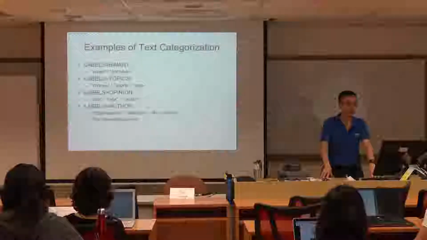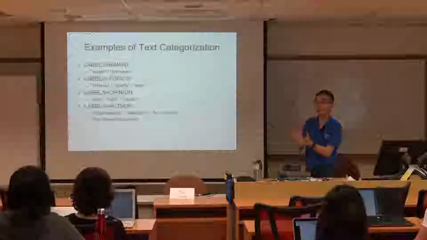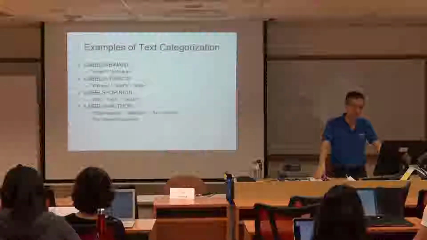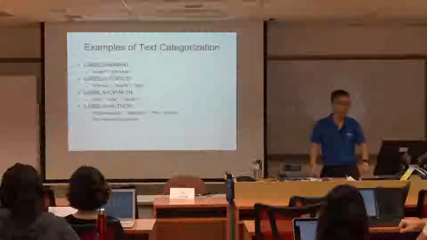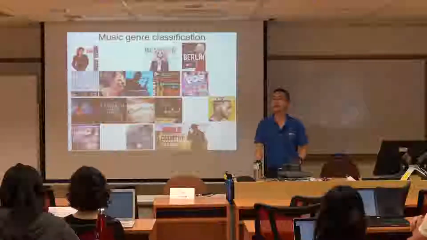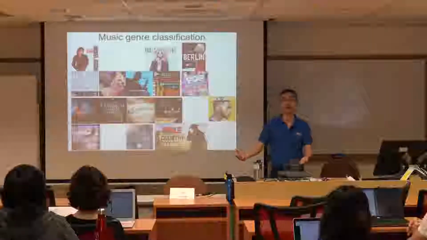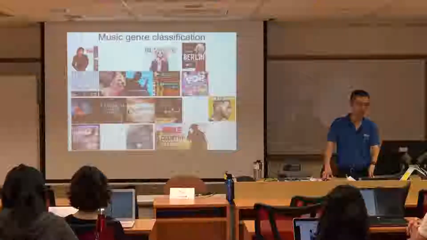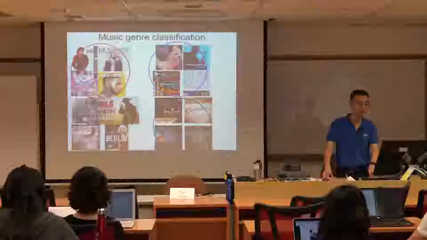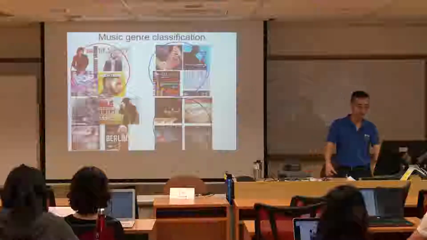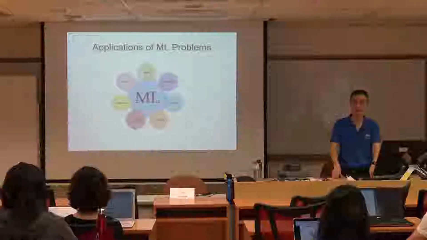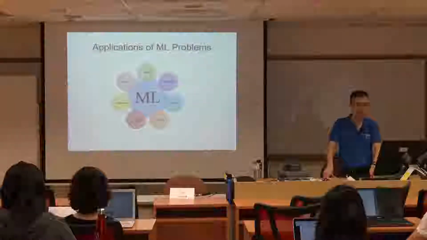And to talk about text categorization, we can, for example, classify your emails as spam or not, and whether the topic is finance related or sport related or something like this. Okay. Then about music genre classification, in fact that is a group project from last year. We have a lot of music albums here. So we try to classify them into, for example, pop, jazz, classics, and so on. So there are a lot of different kinds of applications of machine learning in real life, including all these group projects in this class.